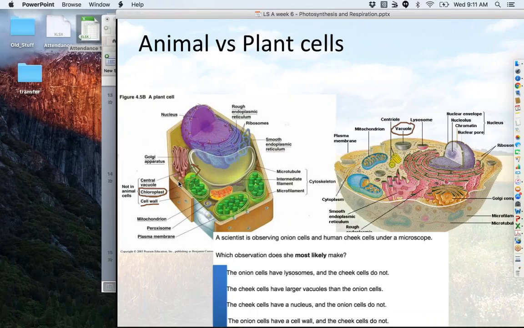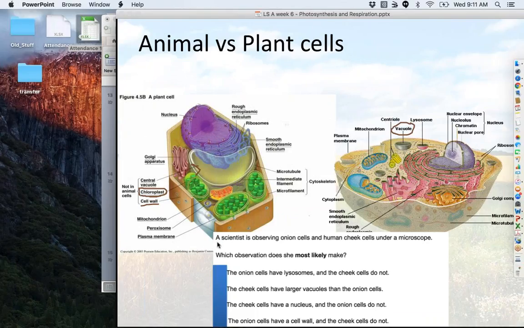That's true. So lysosomes, remember, like Lysol, they're sort of the vacuum cleaners. They clean up all the junk in the cell. And all animal cells have lysosomes running around doing that, but not all plant cells do. So that is one difference also.